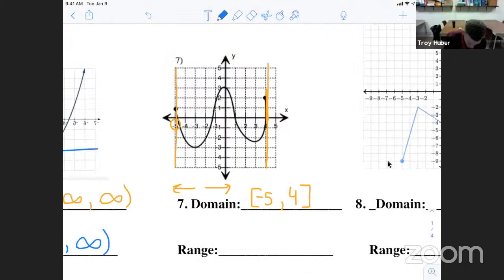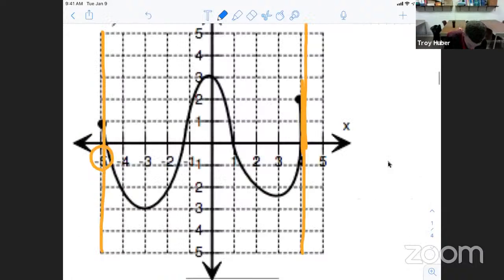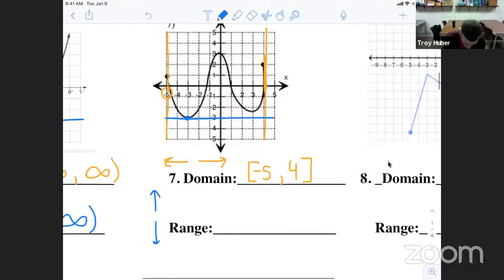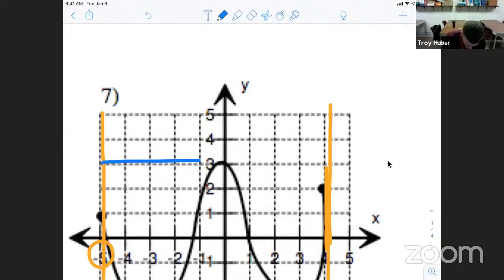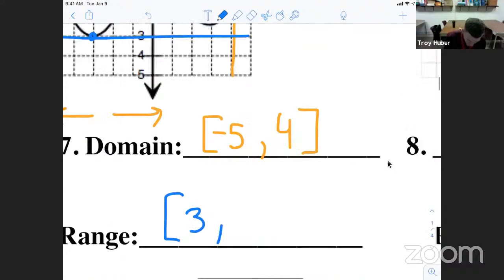Range, remember, down, then up. So it goes down to, it looks to be this point right here. So I'm going to say that's y is -3. And then up to +3. So this one should be a -3, sorry. This one should be a +3.